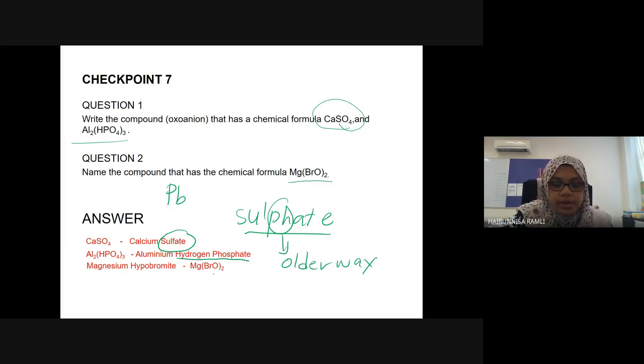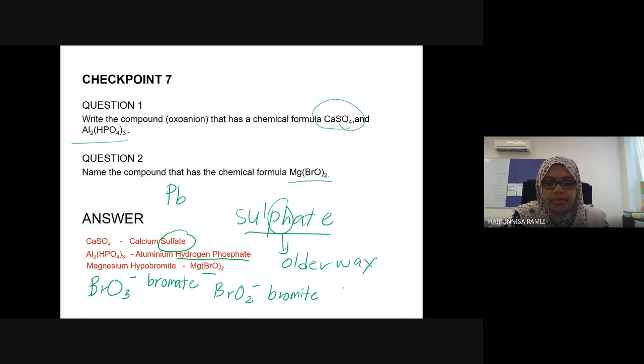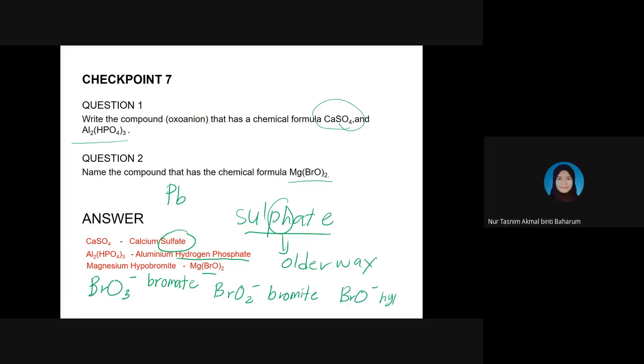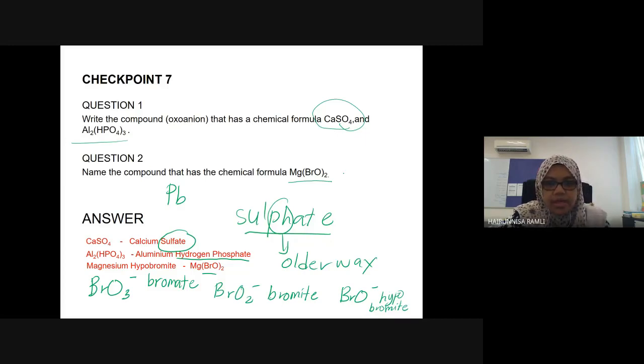Okay, name the compound that has the chemical formula Mg(BrO)2. Again, I'll do it. BrO we start from BrO3 minus. So this is bromate. Sorry, my writing is ugly. Okay, so this is bromate. You remove one oxygen, so now it will become bromite. You remove another oxygen, now it will become hypobromite. So this one is BrO, so hypobromite, so magnesium hypobromite. Okay, can you follow so far?